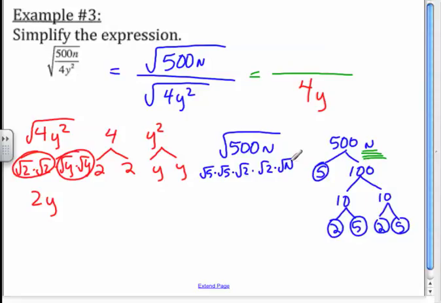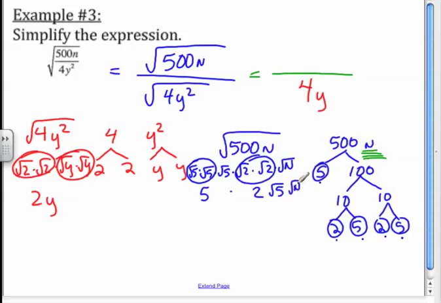Now, remember, I'm always working on my pairs. Wait a minute. I have 3 root 5s, right? 1, 2, 3, and 2 root 2s. All right, so here, I've got a pair. That's going to turn into 5. I've got a pair here. That's going to turn into 2. And then I've got 2 radicals left, root 5 and root n.